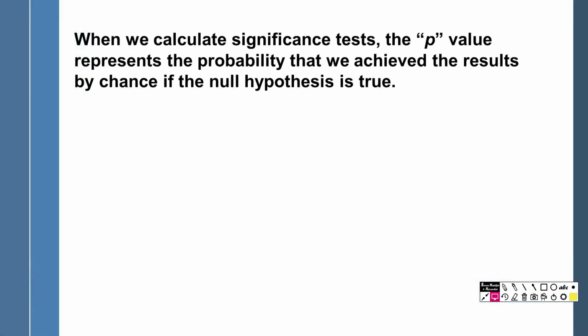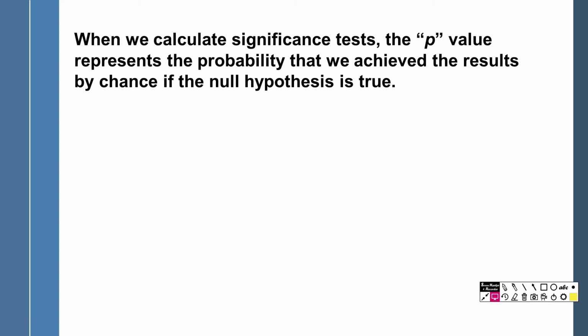When we calculate significance tests, the p-value that you get from your significance test represents the probability that we achieve the results that we got by chance if the null hypothesis is true. It does not represent the probability of success if you do it again. And there are a lot of other things about the p-value that people believe which are just mistaken, not accurate perceptions of what the p-value tells us.